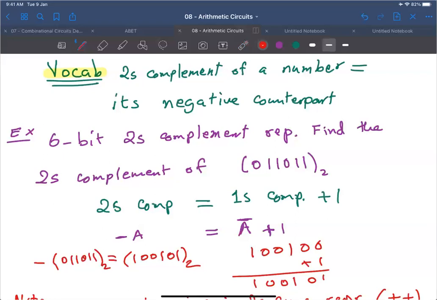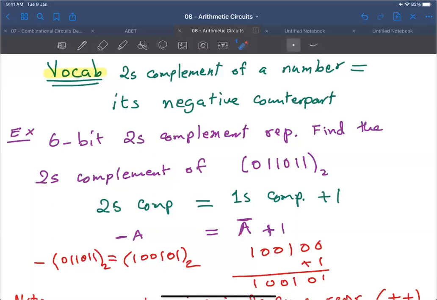There is another way to do that. There is a shortcut, because the methodology here involves finding the complement of the number and then adding 1, which is somewhat time consuming. The shortcut is just 1 step. Instead of doing it in 2 steps, you can do it in 1 step by just examining the number and then complementing some part of the number.